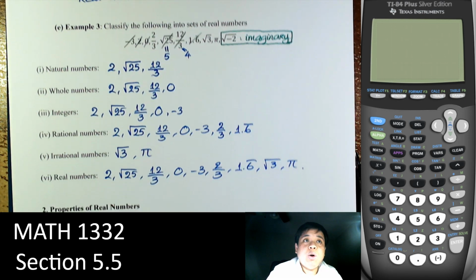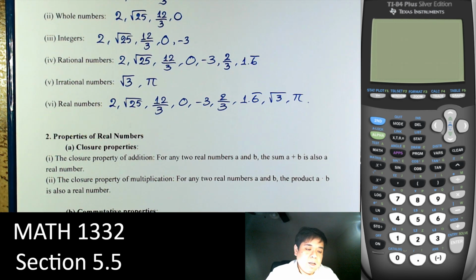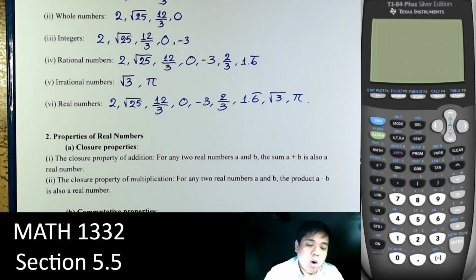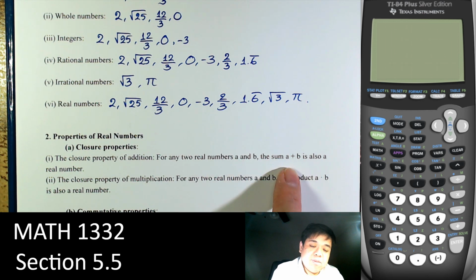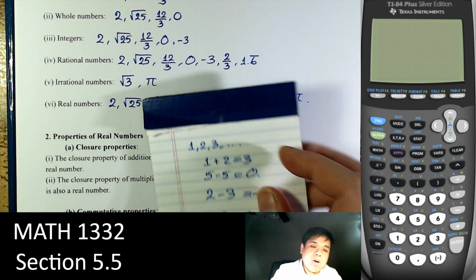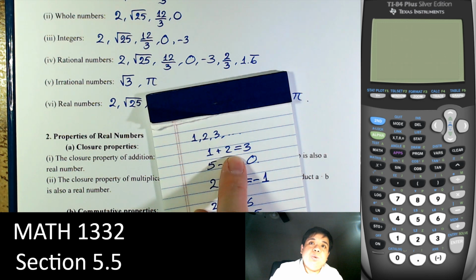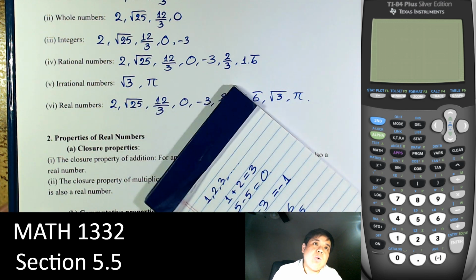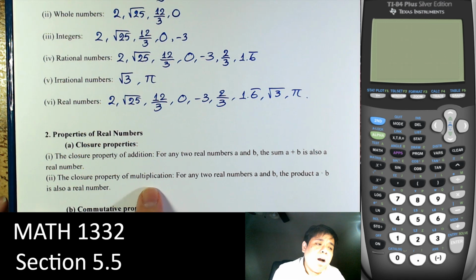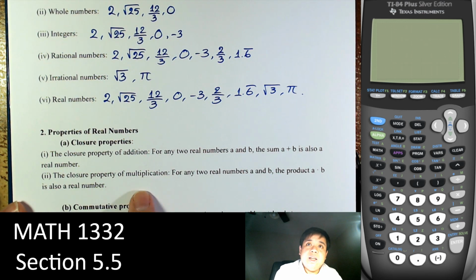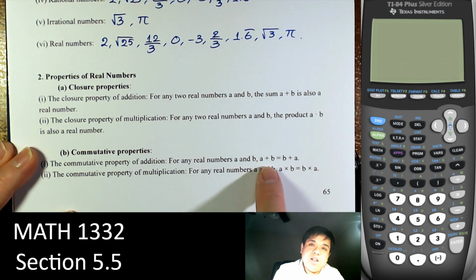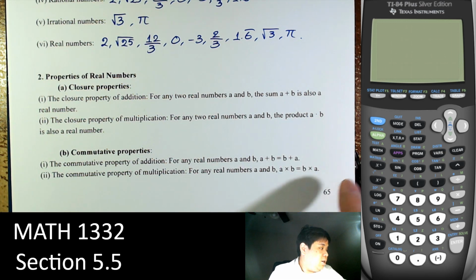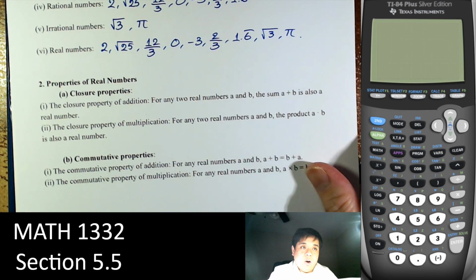Right, next we go over some properties of real numbers. So closure properties. The closure property is that if we have two numbers, add them, the result will be inside the set. So kind of like what we have here. 1 plus 2 is 3. So natural numbers is closed under addition. Closed under multiplication is where we multiply two numbers, we get a number in the set. Commutative, changing the places in the product or in the sum.